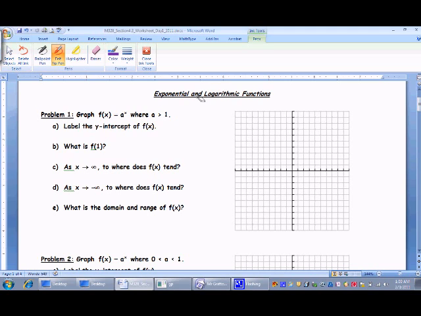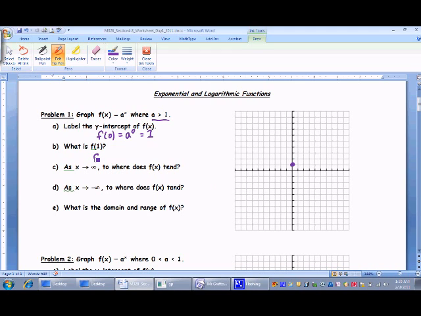exponential functions. We're going to graph f of x equals a to the x power, where a is a positive number. First thing they said is label the y-intercept of f of x. Well, that means you're going to take the number 0 and input it into your function. So a to the power of 0 equals 1. So it doesn't even matter what your a is for f of x equals a to the x. No matter what it is, you're going to have a y-intercept of 1.